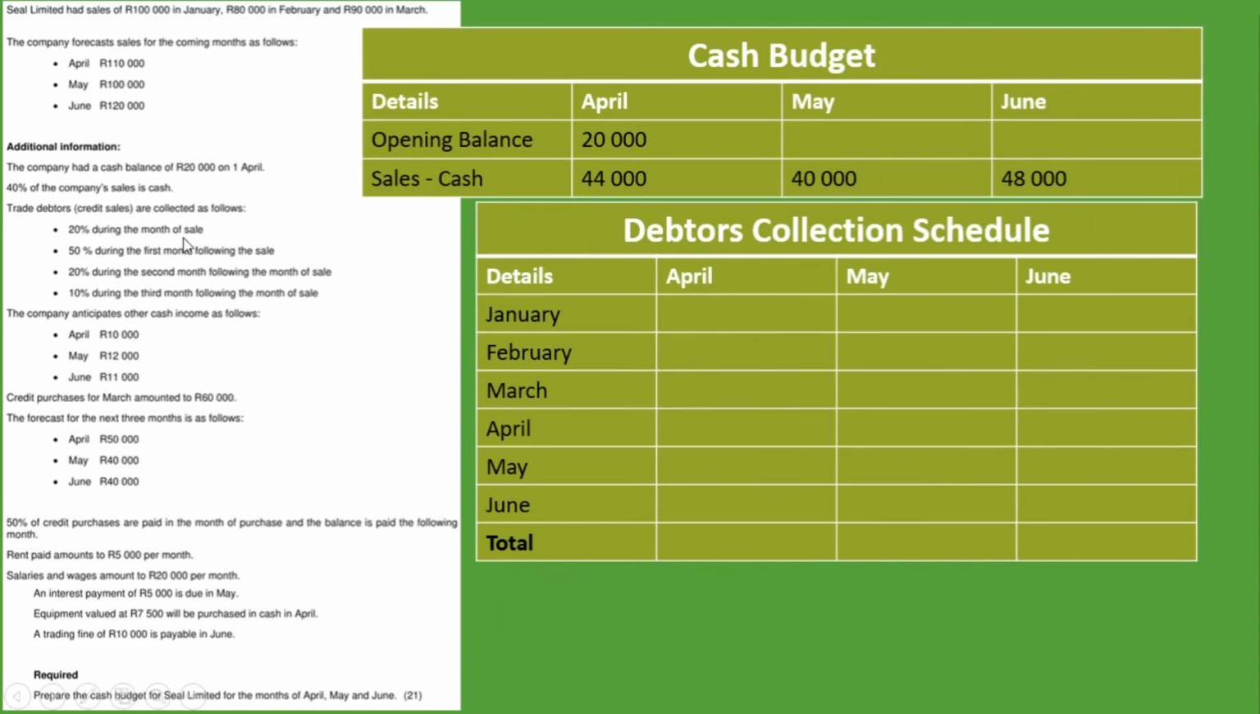We are told that 20% is collected during the month of sale. So if the sale happened back then in January, 20% was collected, and then 50% was collected during the first month following the sale. So it means that 50% of January's sale was collected in February, and 20% during the second month following the month of sale. It means 20% of January's sale was collected in March, and then 10% during the third month. So that means that 10% of January's sale will be collected during the third month, which is April. And that's why we have January here. We want everything that affects April, May, and June, because we are doing the cash budget based on these 3 months. So we'll just run through this.